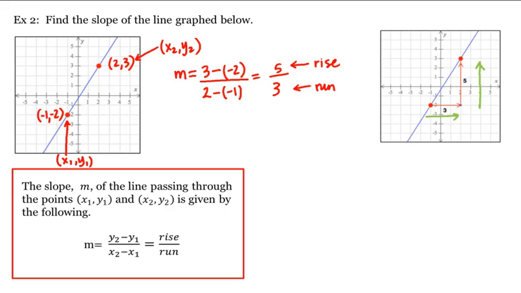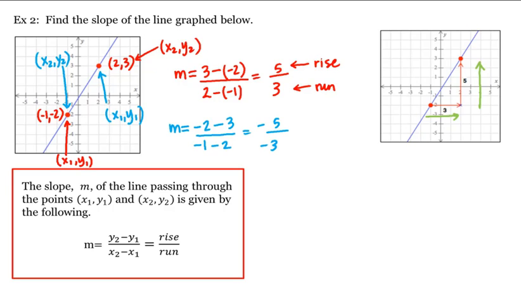Now we could have done it the other way, right? We could have let this point here be our x1, y1, and this point here be our x2, y2. So by our formula then, the slope would be equal to y2, which is -2, minus y1, which is 3, divided by x2, which is -1, minus x1, which is 2, or -5 divided by -3.